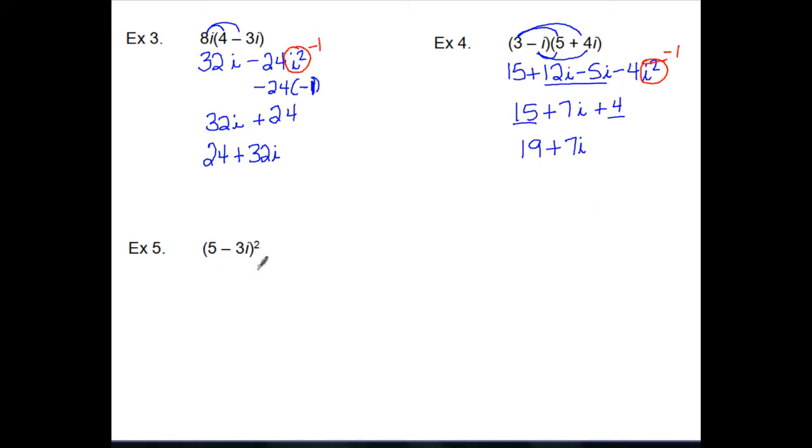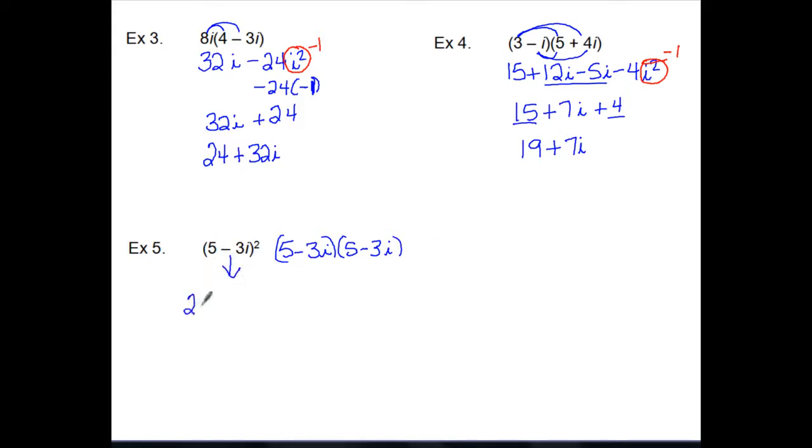Okay, down here for number 5. 5 minus 3i squared. We keep talking about this every time it comes up. If you need to write 5 minus 3i and write it twice and multiply it out the long Algebra 1 way, all this distributing, go right ahead. I'm not doing that anymore. Y'all should be able to go straight to the answer here.